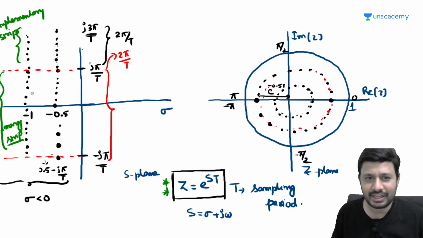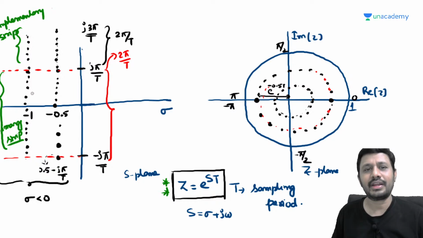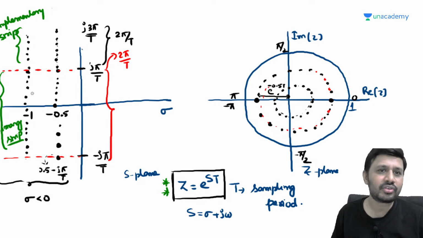Simple statements also we can give. If you refer to any book, we will have simple statements only: the left half of S plane is mapped to inside the unit circle, the right half of S plane is mapped to outside the unit circle, the imaginary axis is mapped on the unit circle. But there are some constraints, so I am trying to explain those constraints here.